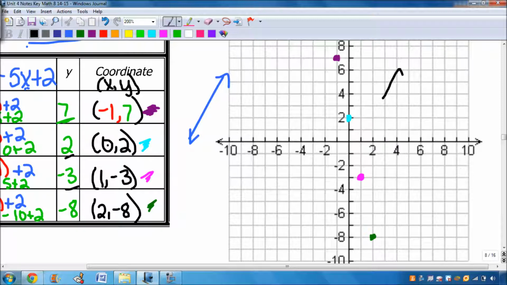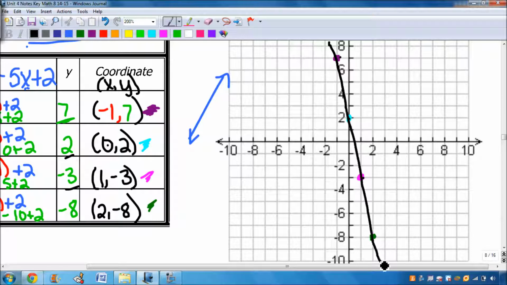Now, if you have dots that end up looking like this, that is not a line. So you need to make sure that you actually get a line. If you don't get a line, you've got to start over again and figure out where your mistake is. Notice how these 4 dots definitely would connect to create a line. So let's draw our line out.